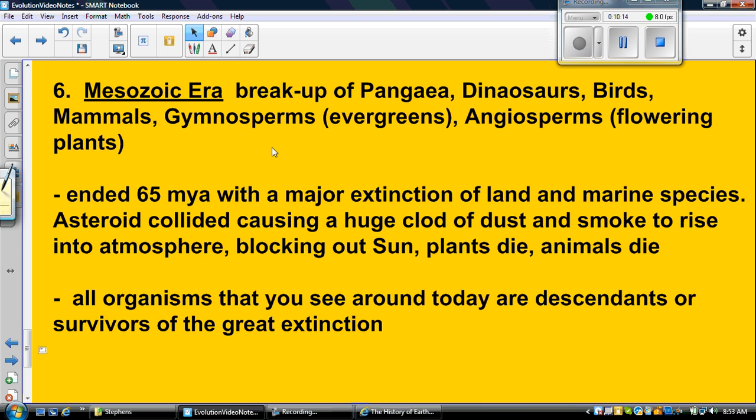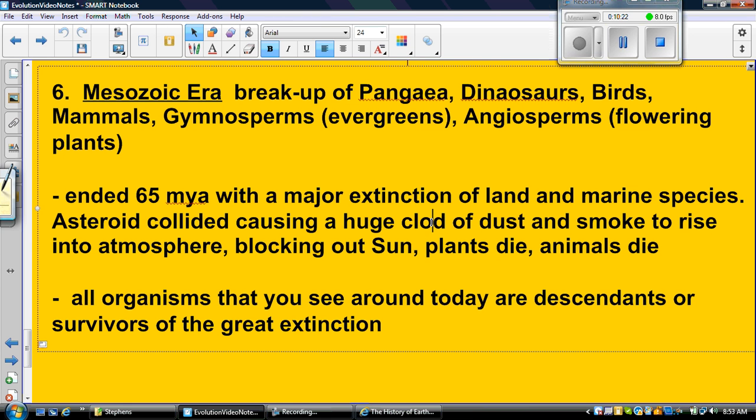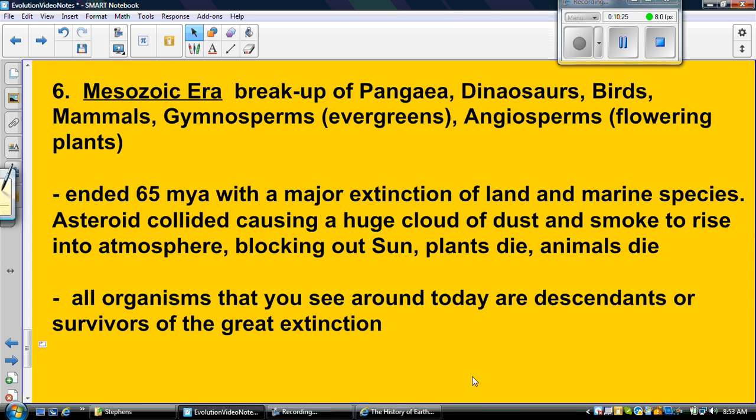A big asteroid collided in the Yucatan Peninsula, causing a huge cloud of dust and smoke to rise into the atmosphere that blocked out the sun. The larger plants started to die off because, remember, plants need the sun's energy to photosynthesize. So the larger animals, the dinosaurs that were feeding off the big plants, started to die off because they didn't have enough food. And then the larger animals also died. All the organisms that you see around us today are descendants or survivors of the Great Extinction.